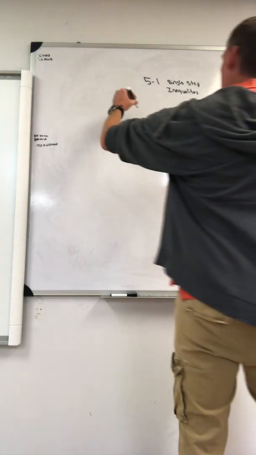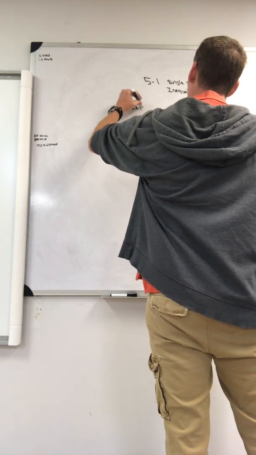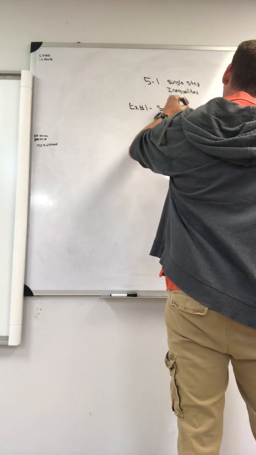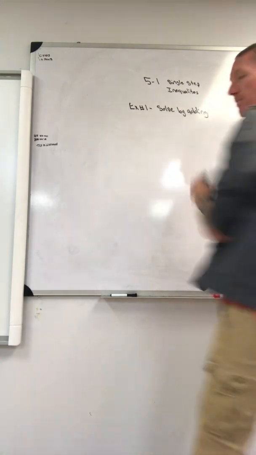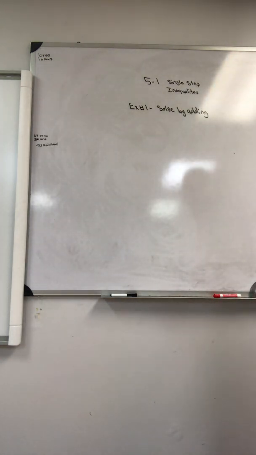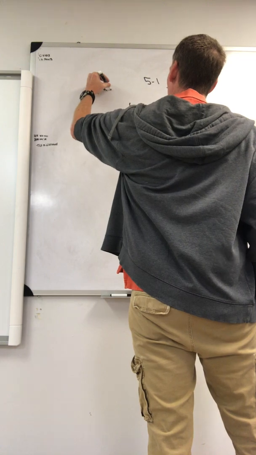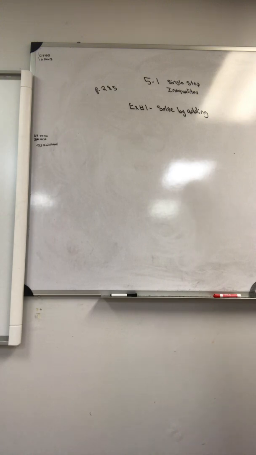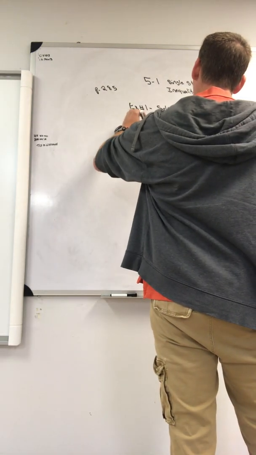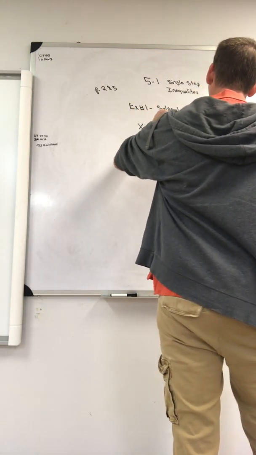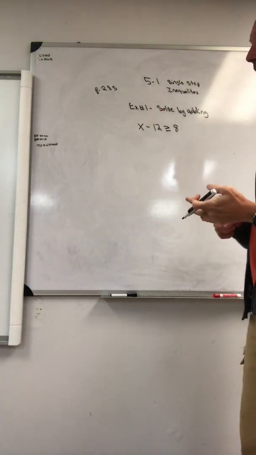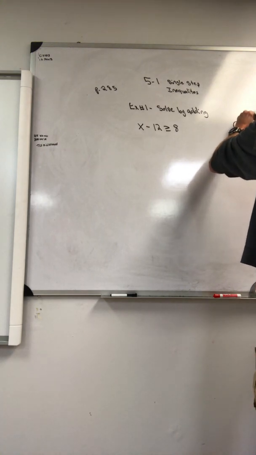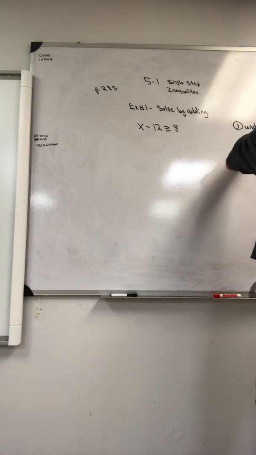Example 1 says to solve by adding. And this comes from page 285 in your textbook. We have x minus 12 is greater than or equal to 8. Very similar to a single step equation. The first step would be to undo the add or subtract.